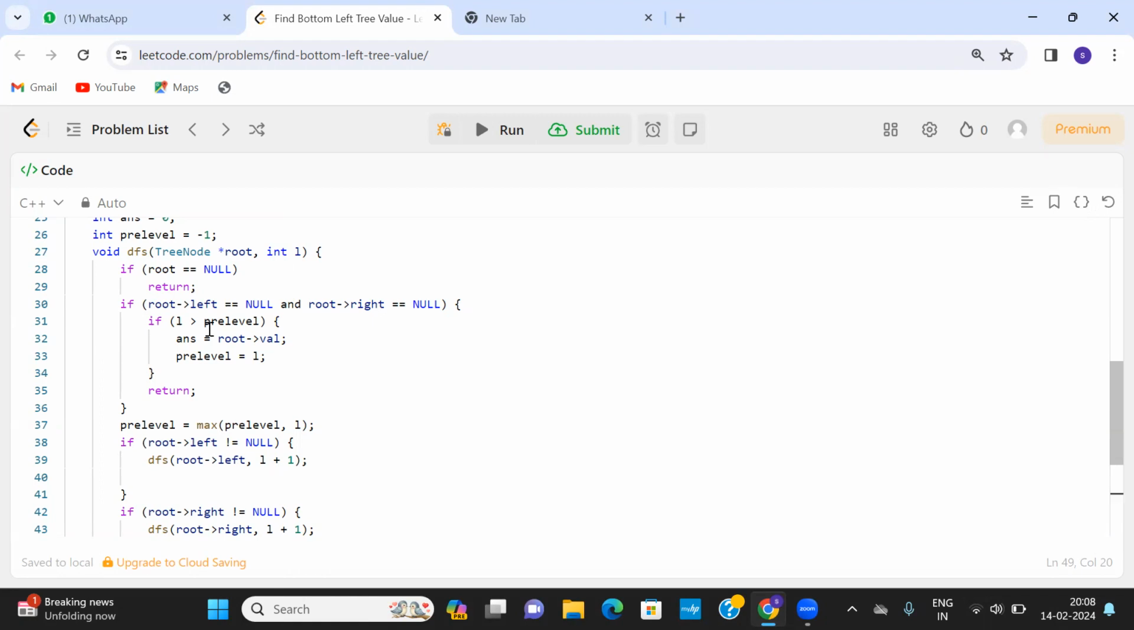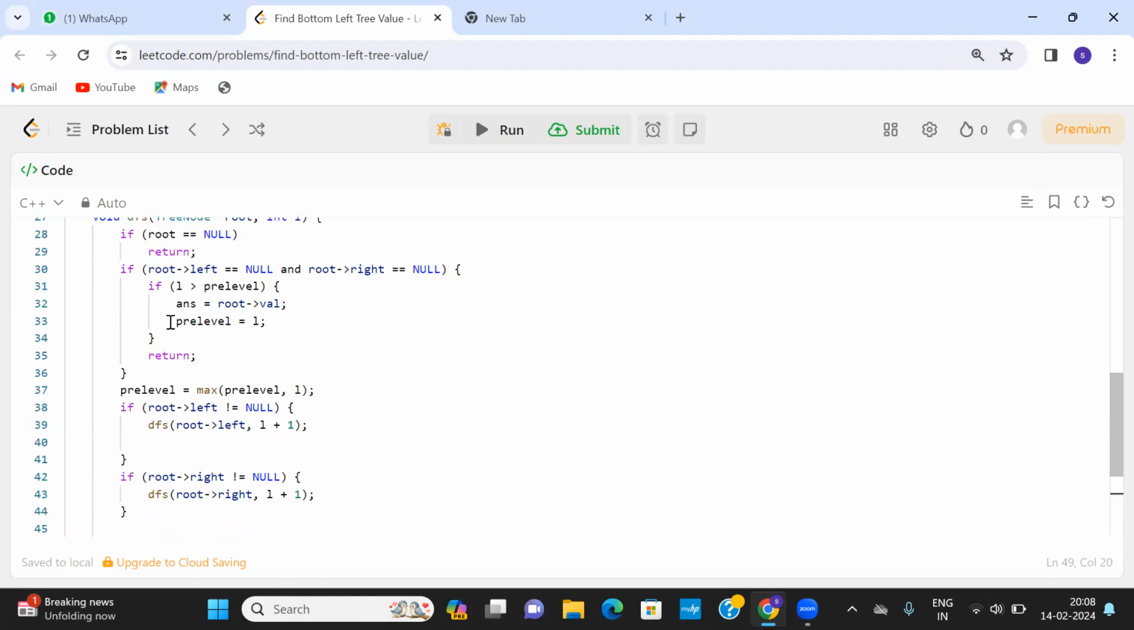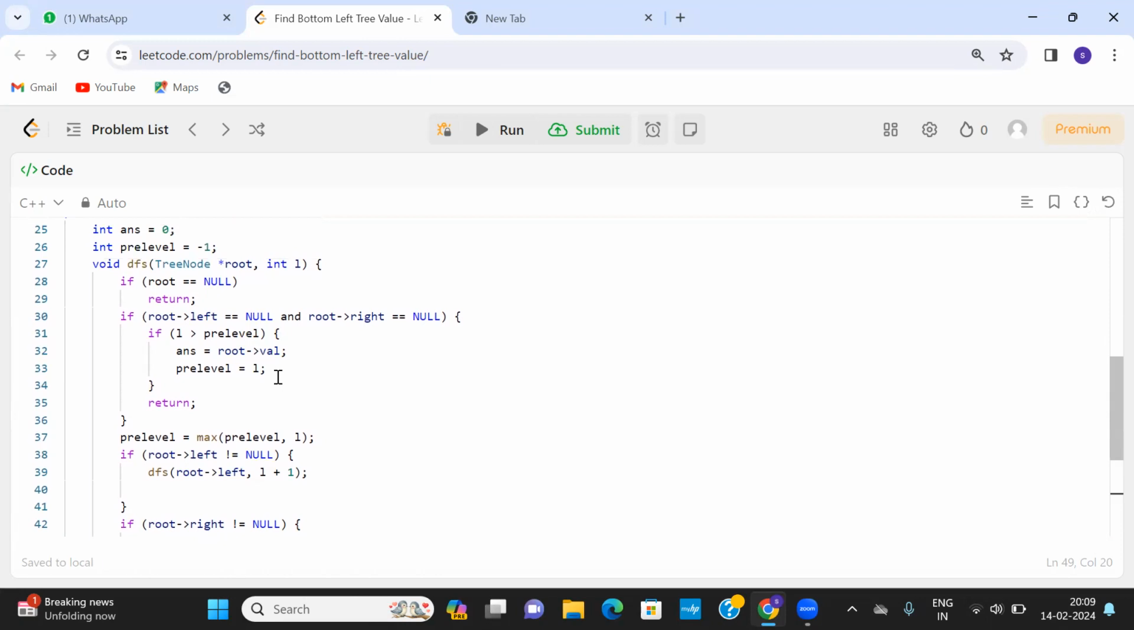If this condition is satisfied, then we are going to check if L is greater than preLevel. Why we are applying this condition? We are applying this condition because we need to reach the last level of the tree. The question clearly mentions the last level and the leftmost node of that particular level. So we will check, if L is greater than preLevel, then we will store our answer as root value and we will change preLevel to that particular level L and we will return.